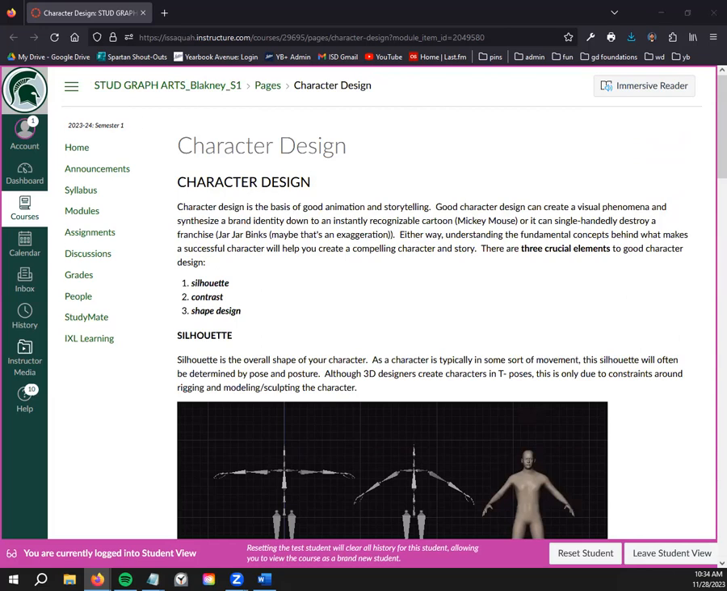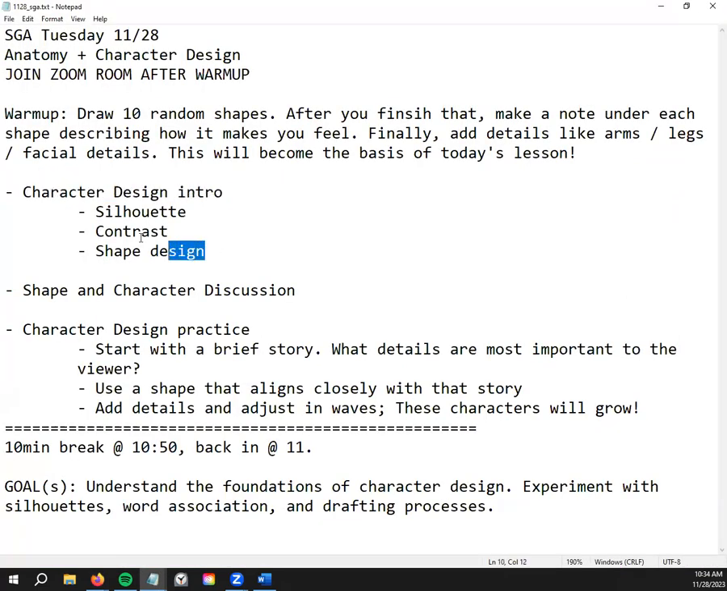Okay, so let's check where we're at in the agenda. We've got our three terms right here. Can anybody give me a definition for silhouette? No details? Give me some more words for silhouette. Outlines, great. Okay, cool. No details, outline. Let's go one more. Just one more silhouette word. Contour. Okay, yeah, sure. Contour.